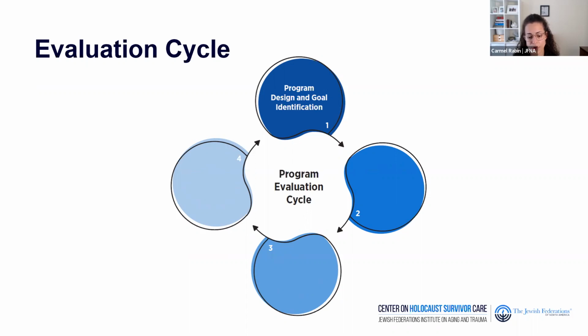Based on your program design, then the second phase of the evaluation life cycle is that of indicator selection. Based on the goals that you and your team have set out to accomplish, you'll pick key pieces of information to measure that success. There are many ways to come up with good indicators for your program, and here we rely on the SMART framework that we're going to get into in a moment.